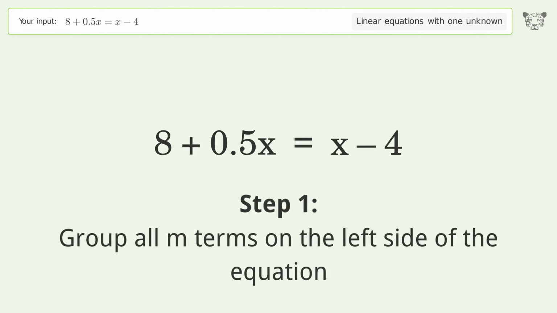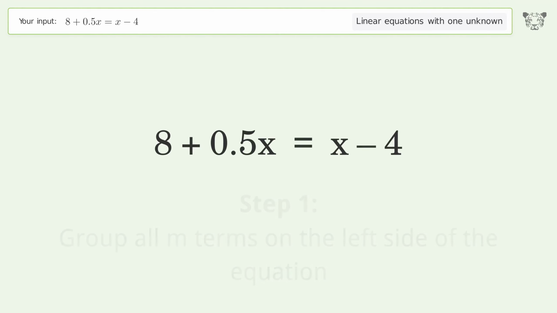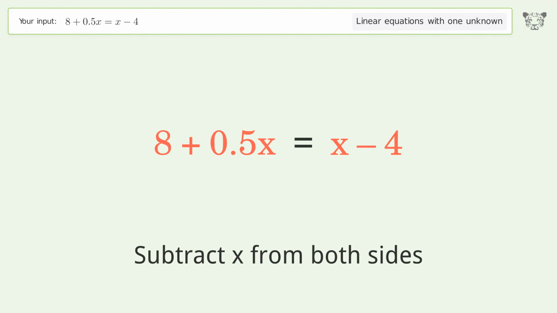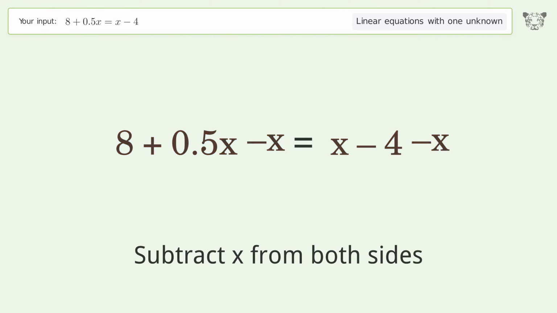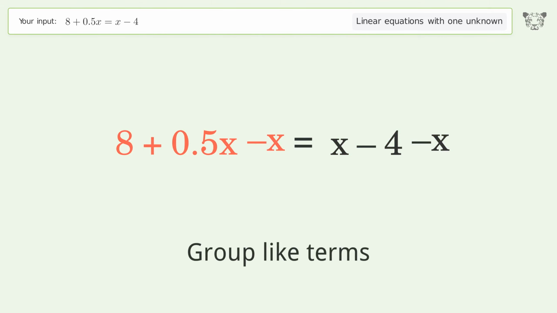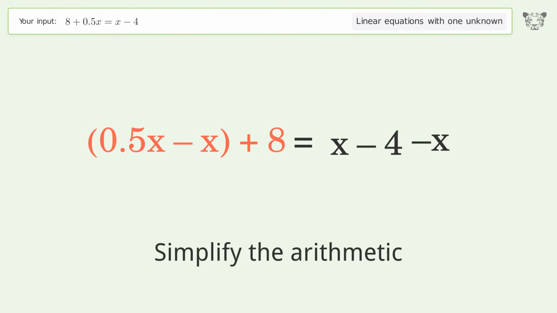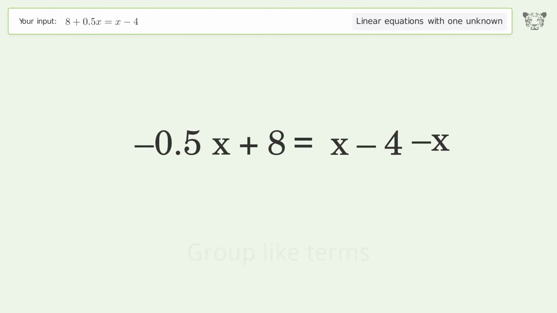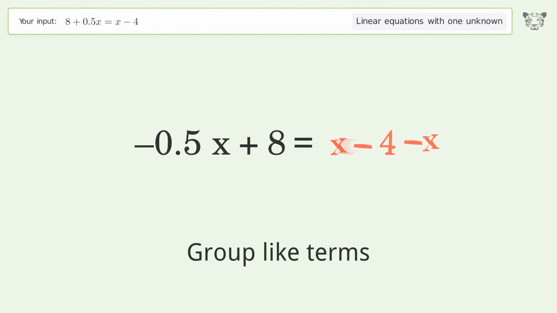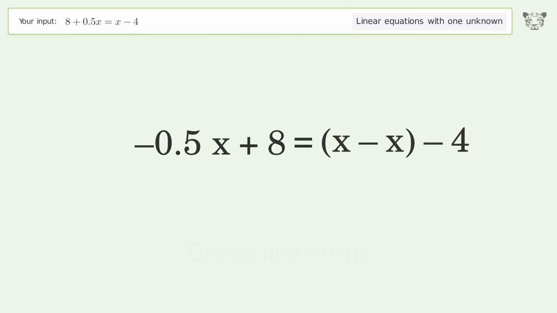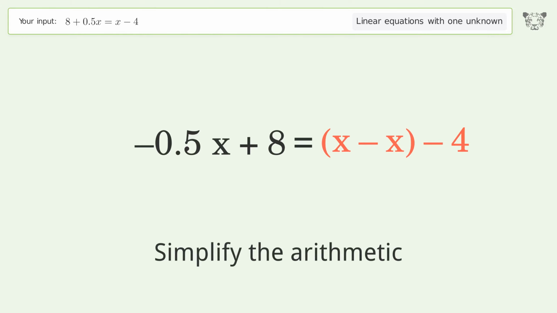Group all m terms on the left side of the equation. Subtract x from both sides. Group like terms. Simplify the arithmetic. Group like terms. Simplify the arithmetic.